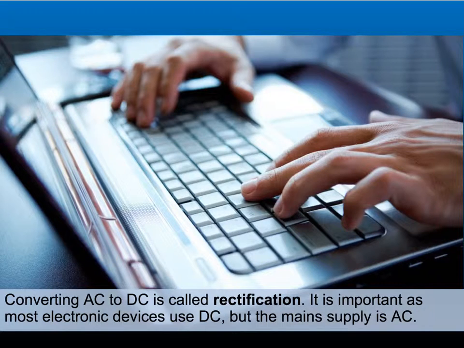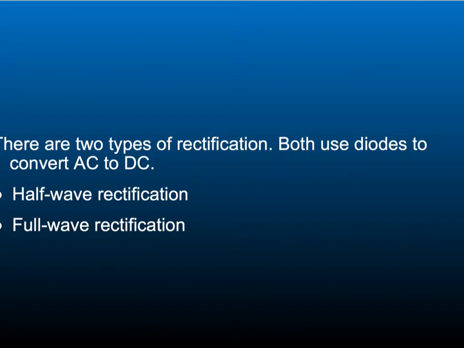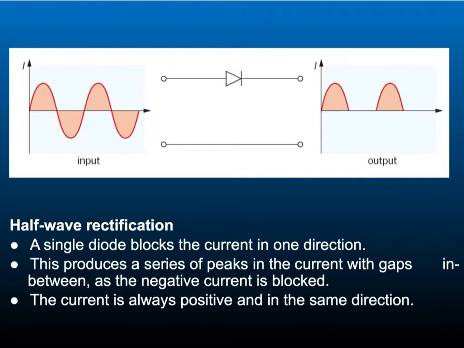Nearly all electronic devices use direct current. The electricity transmitted to your home is alternating current. Converting alternating current to direct current is called rectification, and it's very important as most of our electronic devices do use direct current. There are two types of rectification. Both use diodes to convert AC to DC. You've got half-wave rectification and full-wave rectification.